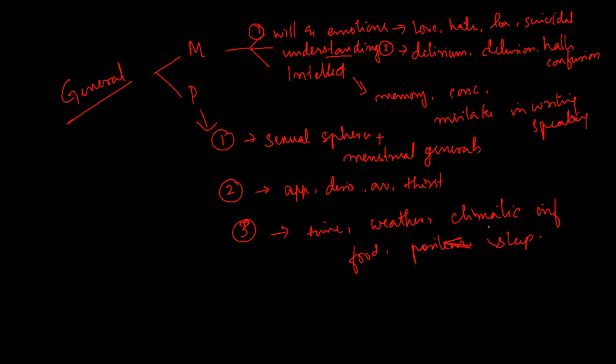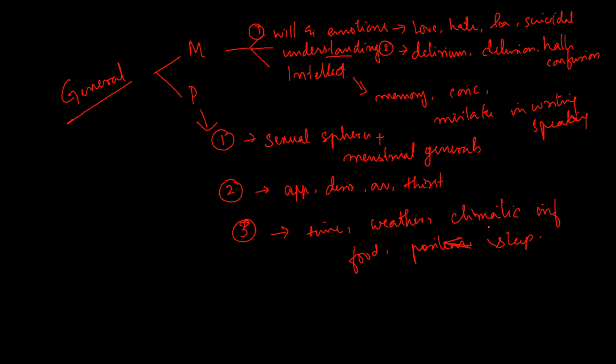So once again, I'll repeat. Kent has classified symptoms. The first one is general symptom. Under general symptom, we have mental generals and physical generals. Under mental generals, the first one is will and emotions, having love, hate, loathing, suicidal tendencies, and all that. Second one is understanding, where we have delirium, delusion, hallucination, and even confusions. Third importance is intellect, having memory, concentration, or mistakes in writing and speaking, and all that.